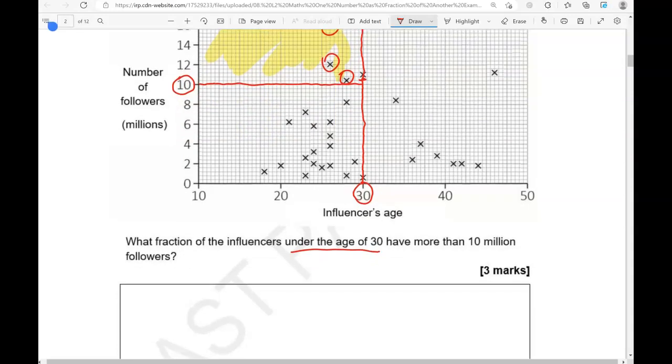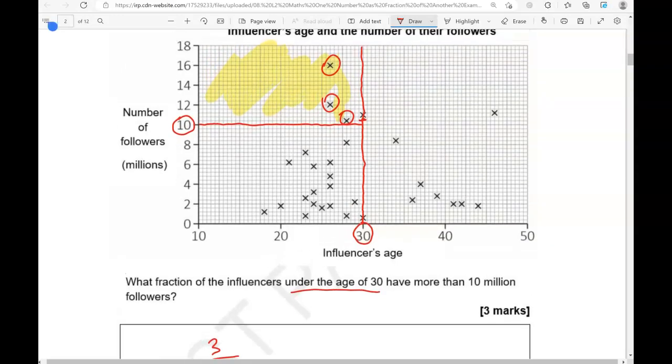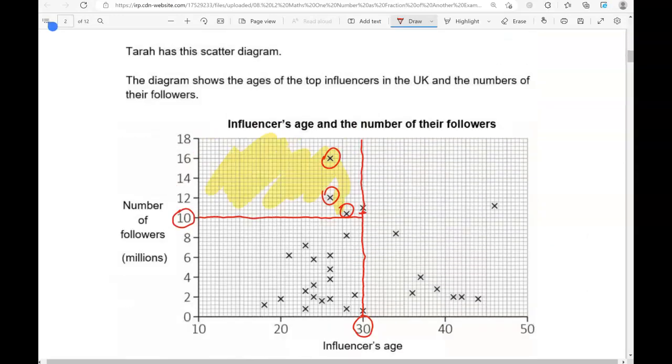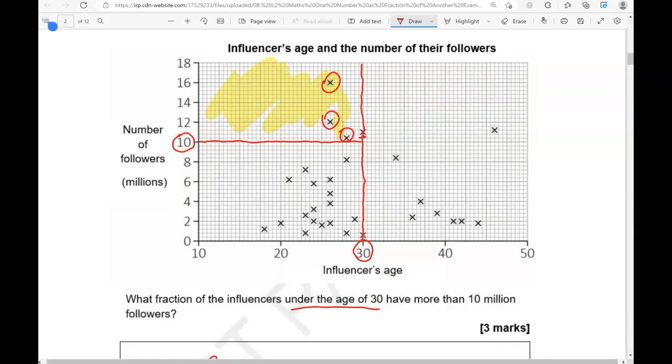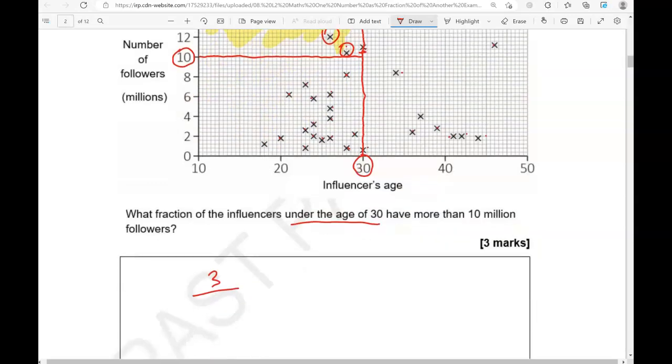So that is 3 of them out of how many in total? It's not given to us. So 1, 2, 3, 4, 5, 6, 7, 8, 9, 10, 11, 12, 13, 14, 15, 16, 17, 18, 19, 20, 21, 22, 23, 24, 25, 26, 27, 28, 29, 30. So 3 out of 30. 3 and 30, we can divide both numbers by 3. So we get 1/10.